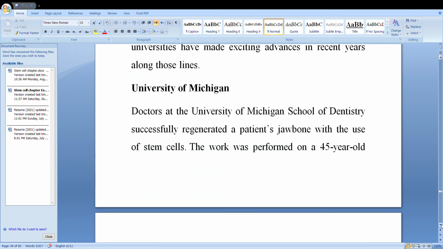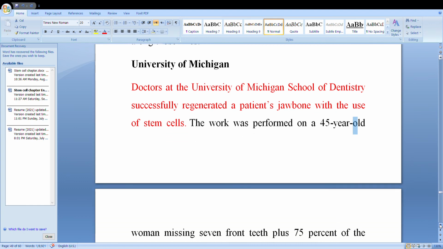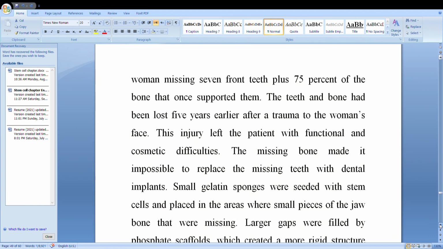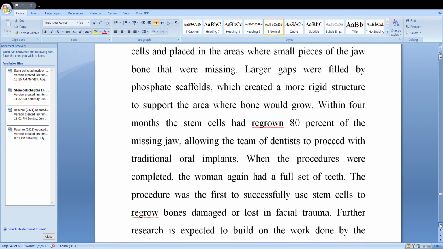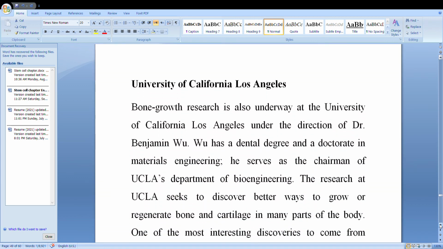University of Michigan also. Doctors at the University of Michigan School of Dentistry successfully generated patients' jaw bones with the use of stem cells. This is jaw bone stem cells, also for dentals. Nowadays there is new innovative work, so it is still scientists trying to apply it in the clinic.